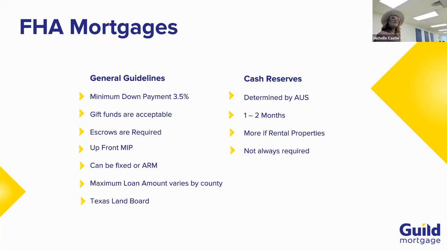Escrows are required on all FHA loans. You can use the Texas Veterans Land Board on an FHA loan. It's just tricky and kind of costly, so I've not seen a scenario where it really makes financial sense. But some people will ask the question and you need to know: yes, I think that's possible, but you need to talk. All lenders will do the Texas Land Board, so you need to ask, but they need to ask those questions too.